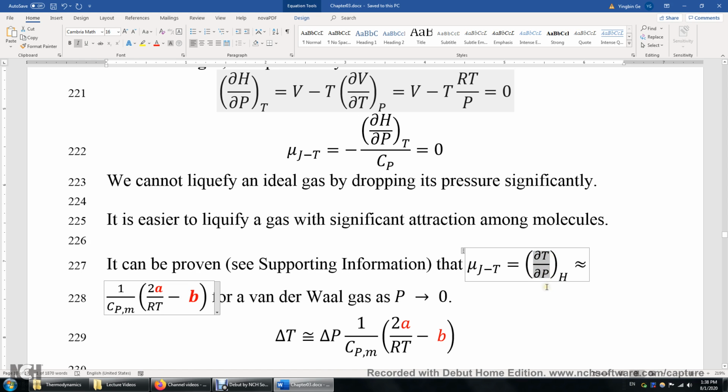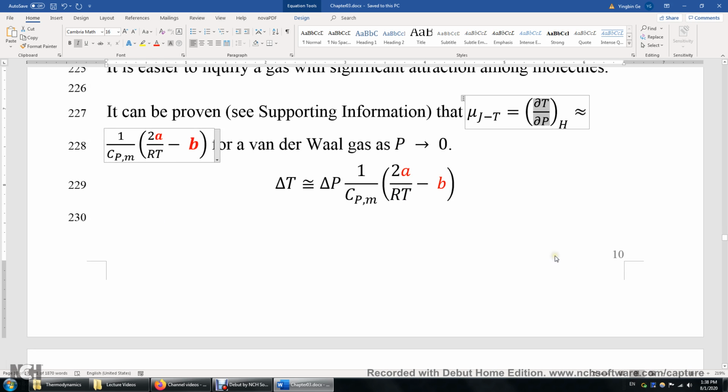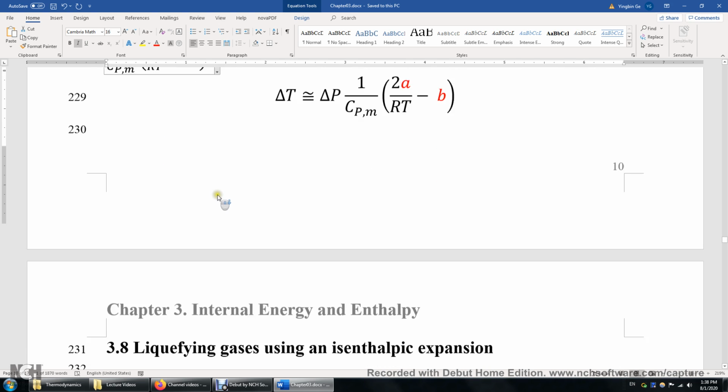That means if we lower the pressure, the temperature will decrease. So again, we use this phenomenon to have a real gas undergo the isenthalpic process to lower its temperature significantly. How significant? Significant enough to bring the temperature of this real gas below the boiling point, and then the gas is liquefied. The proof of this equation is in the supporting information.